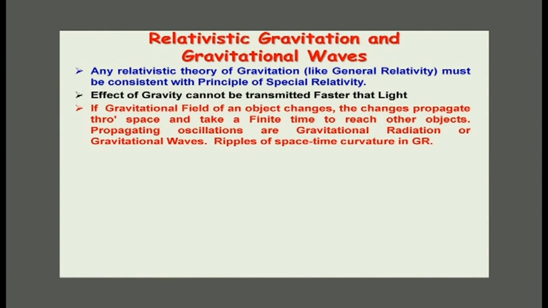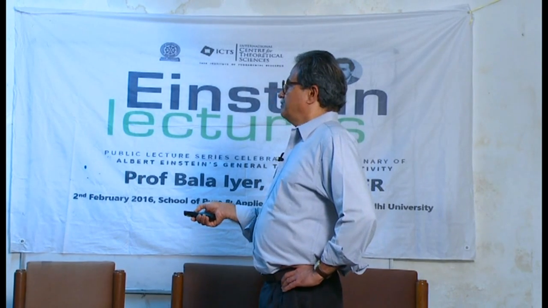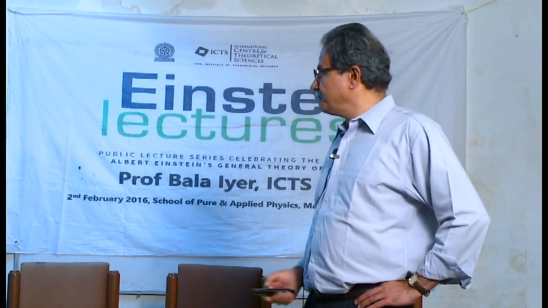Because gravity is described by the curvature or distortion of space-time, people also say that gravitational waves can be called ripples in the space-time of general relativity. In the morning I explained to you that there is a uniform part of the gravitational field which can be transformed away, but what is physical is the tidal part of the gravitational field. Therefore you can also say that by gravitational waves we mean oscillating tidal gravitational fields which propagate out from the source.